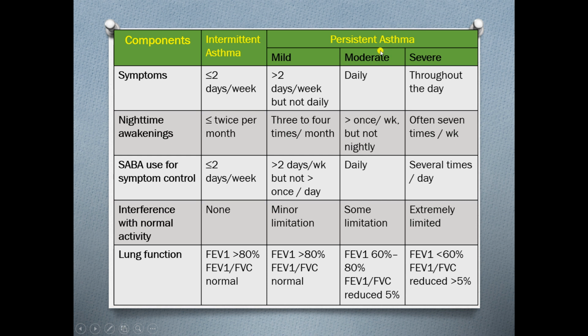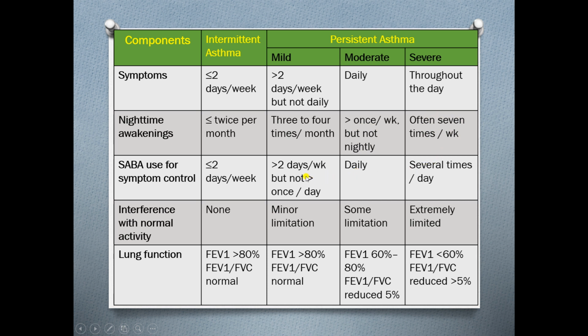In persistent asthma, there are 3 subcategories: mild persistent, moderate persistent, and severe persistent asthma. Symptoms in mild persistent asthma will be more than 2 days per week but not daily. In moderate, it will be daily, and in severe, daily and throughout the day. Nighttime awakening is 3 to 4 times per month in mild persistent asthma, usually once per week in moderate, and often 7 times per week or almost daily in severe persistent asthma.